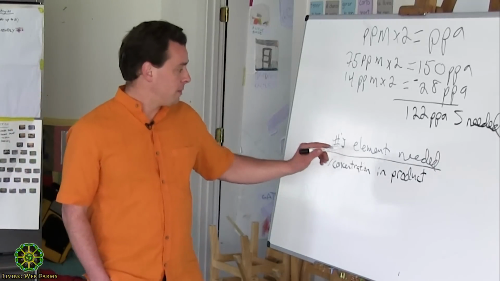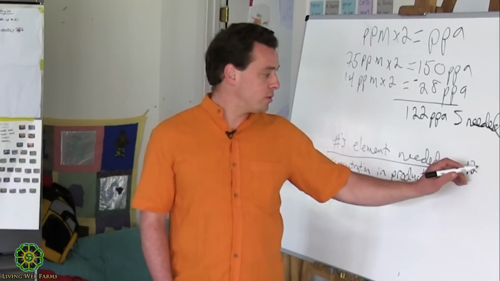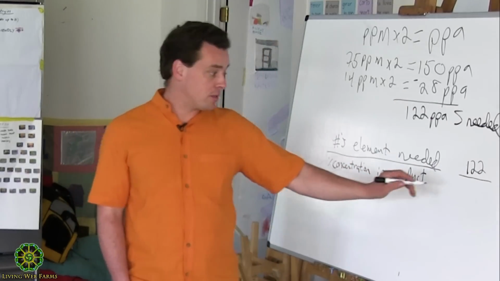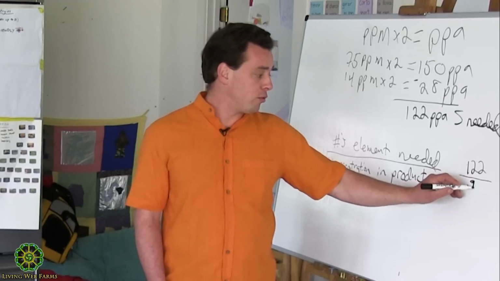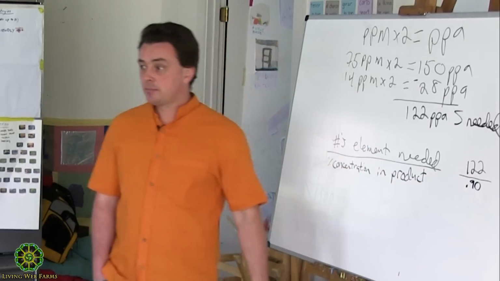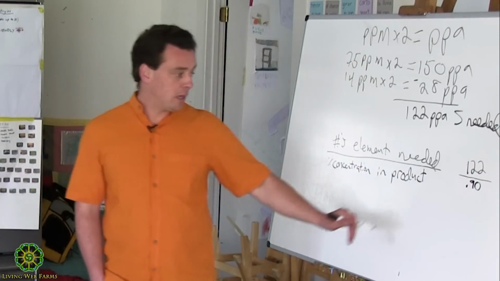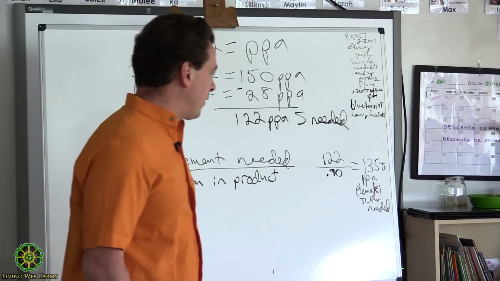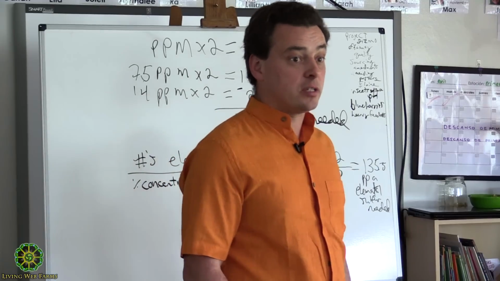In this case, pounds of element needed is 122. The percent concentration in 90% sulfur is 90%, which is written 0.9. Anybody got a calculator? We can do some quick math here. All right, so we need 135 pounds of elemental sulfur to address the sulfur deficiency in this soil.